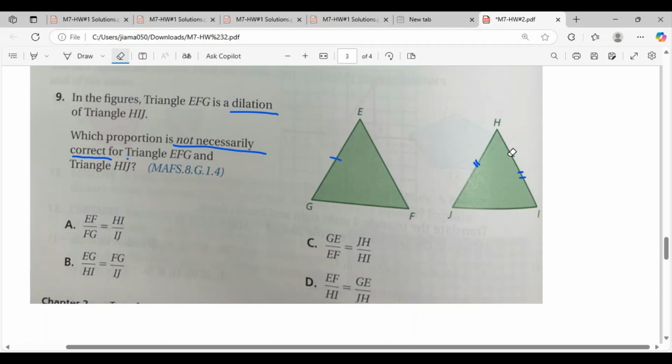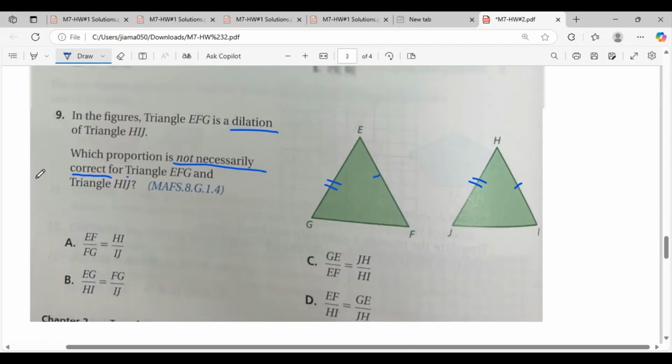Let's see the last one. EF, HI, GE, JH. This one is also correct, so the incorrect one is B.